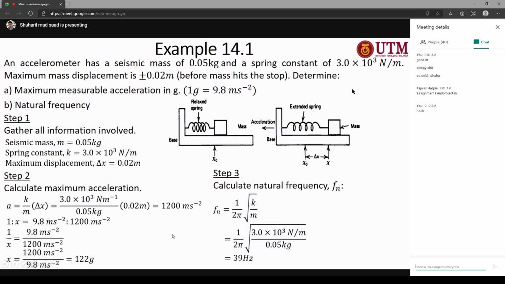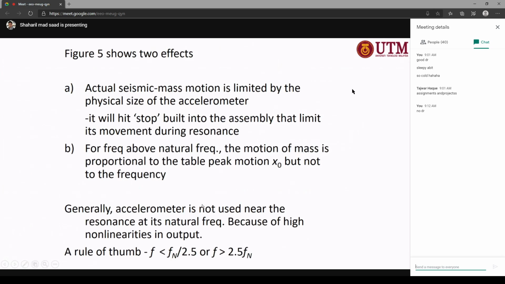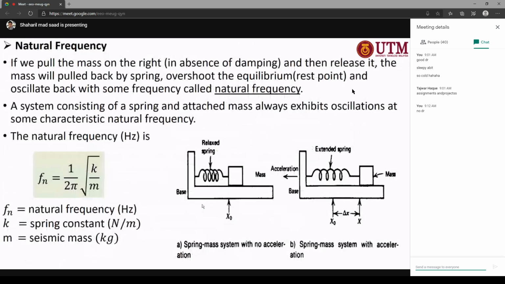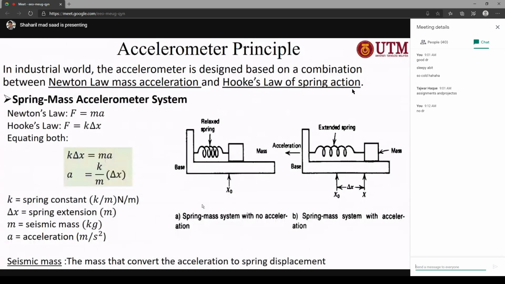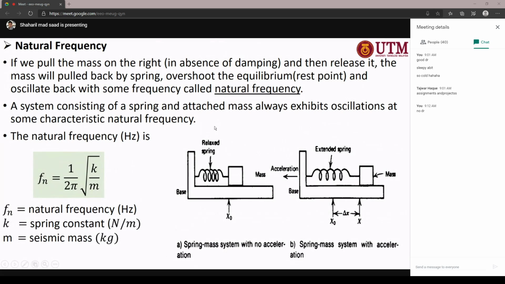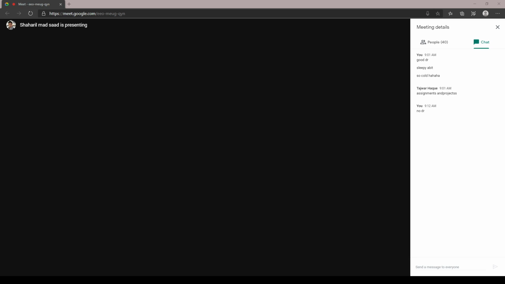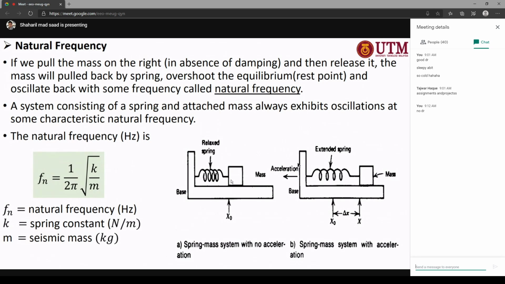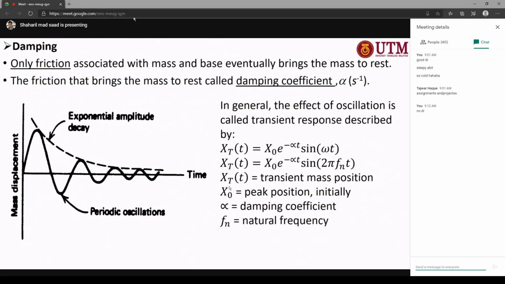And then the relationship for natural frequency is given by 1 over 2 pi times the square root of k over m. Okay, so you can get it from the natural frequency here. Actually, the equation for natural frequency is 1 over 2 pi times the square root of k over m here. When you play around with the accelerometer, you cannot avoid the natural frequency.